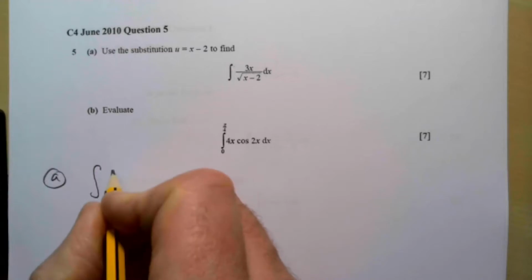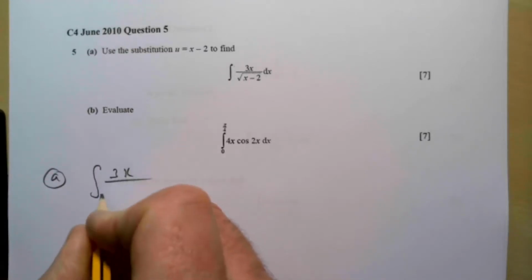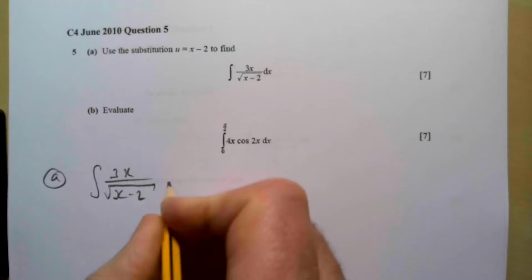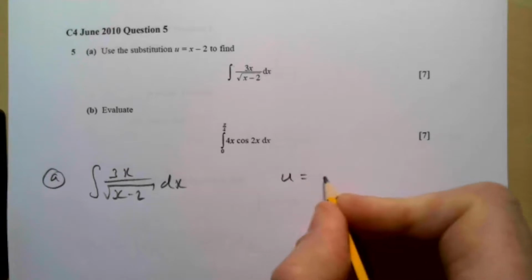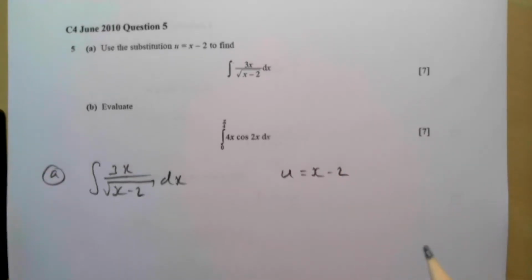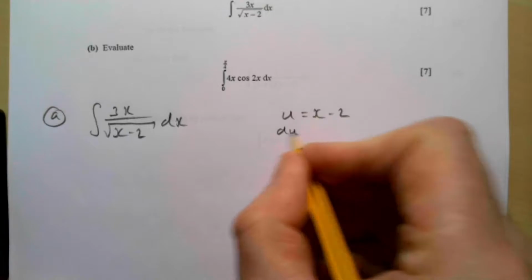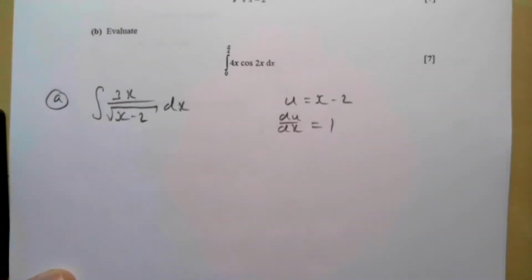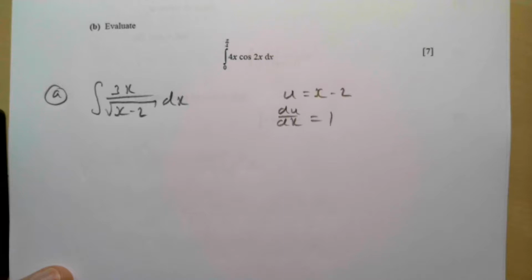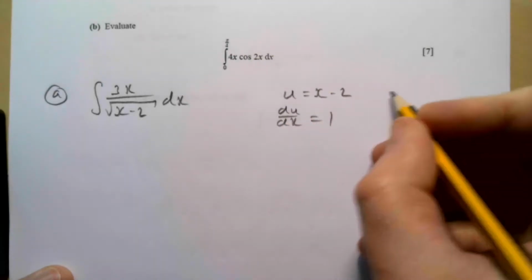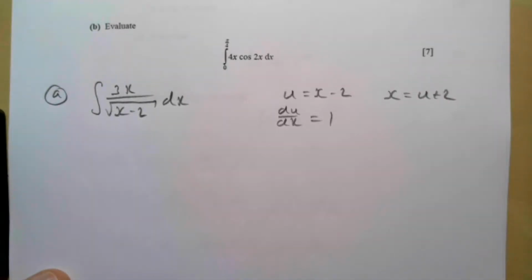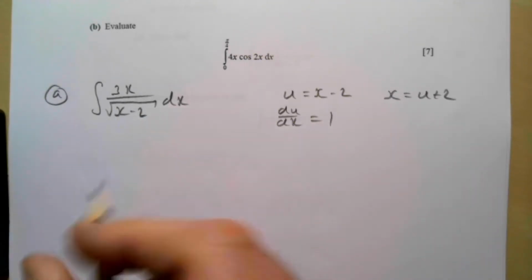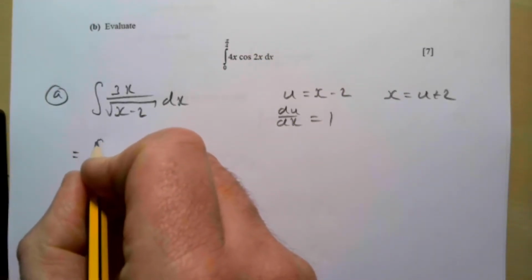So we're looking to find the integral of 3x over the square root of x minus 2 dx, and we're told to use the substitution u equals x minus 2. We need to find then du by dx, and in this case it's going to be 1. What's also going to be useful for us is if we rearrange this and we get x equals u plus 2. We're going to be using that a little bit later on. So let's start substituting in our information, and we can see where we go from here.